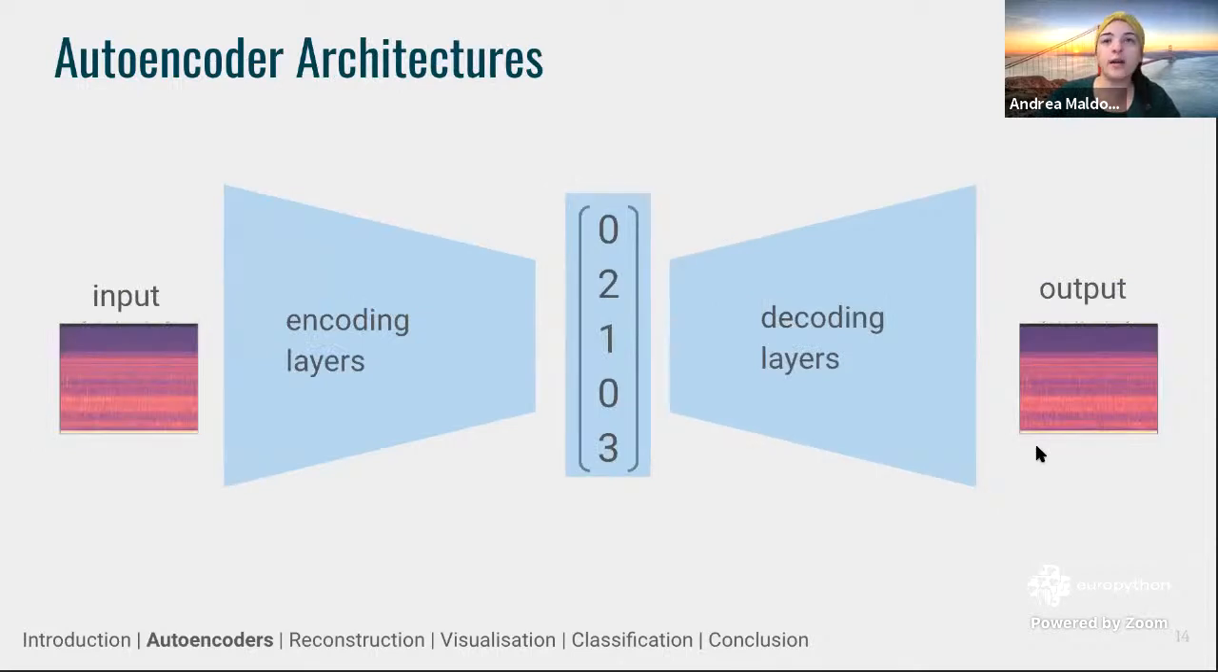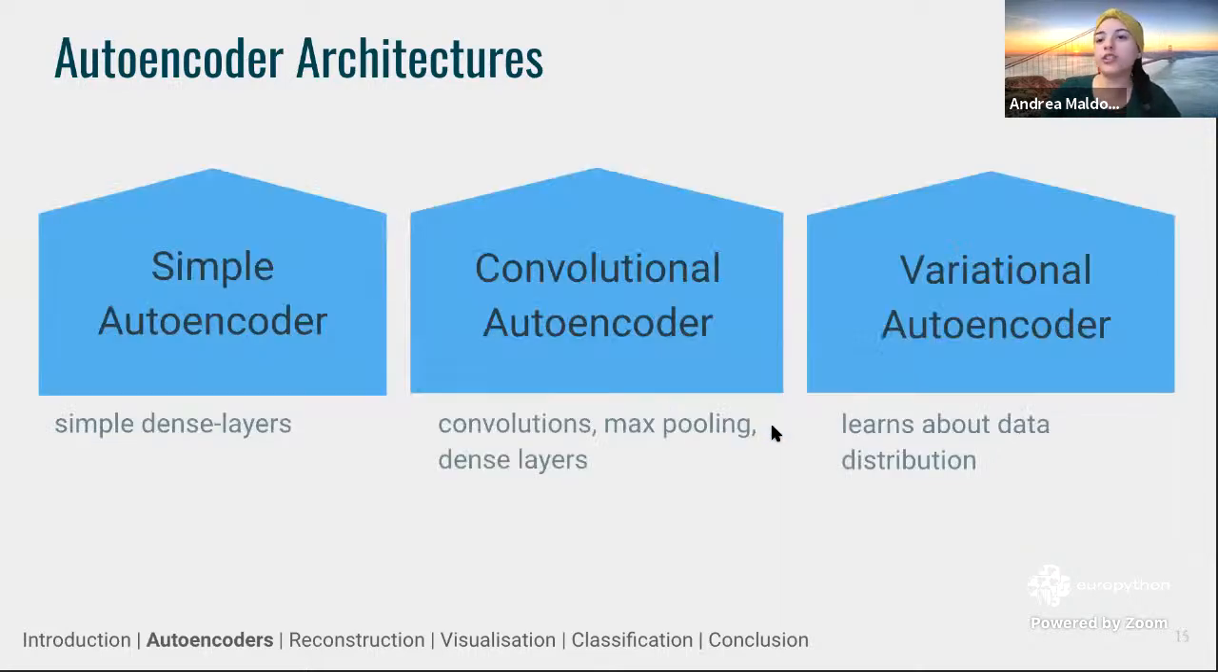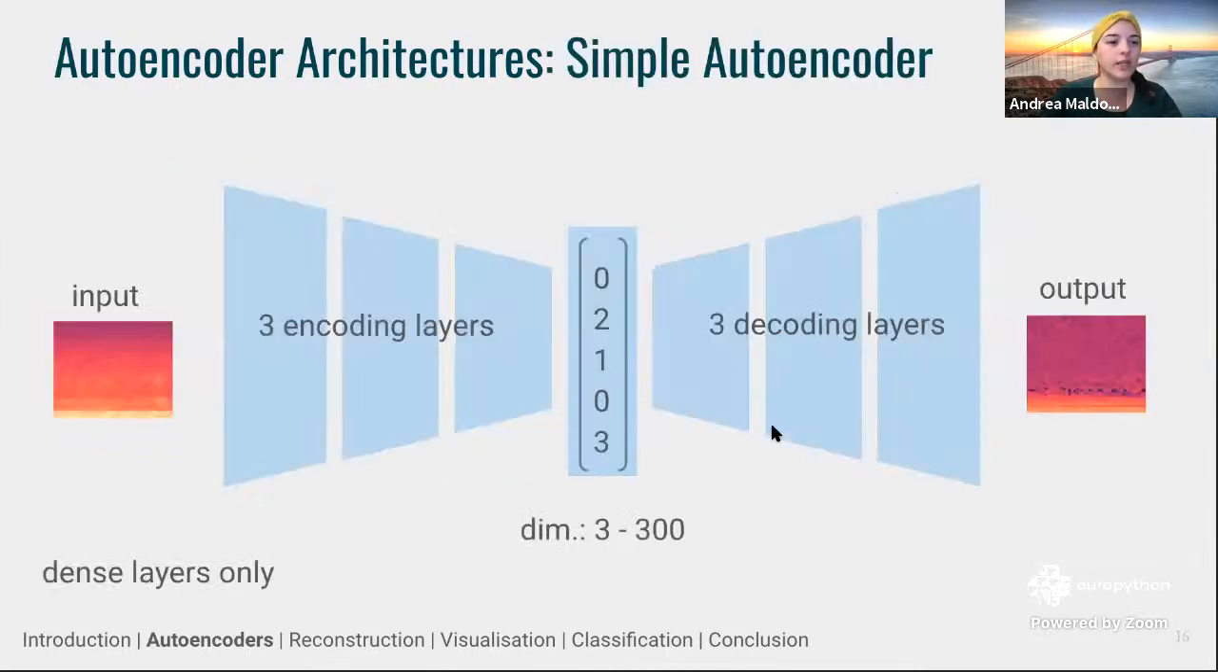We used three. Here is again, instead of flower pictures, we have our matrices and our MEL spectrograms, since we are looking into audio. And then we have some encoding layers and some decoding layers. Autoencoders come in many flavors, and we decided to try three of them. We have the simple autoencoder, the convolutional, and the variational. Let's go over them very quickly.